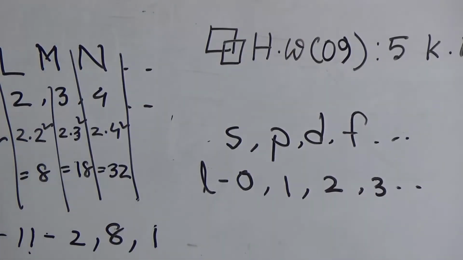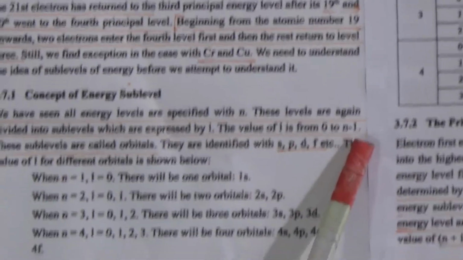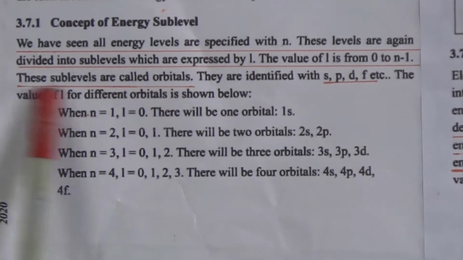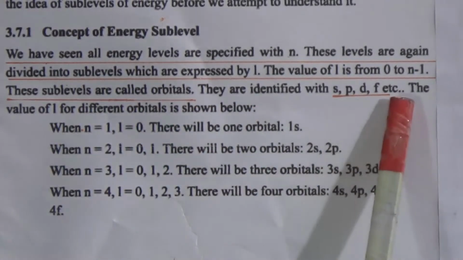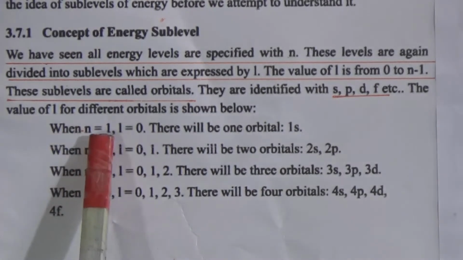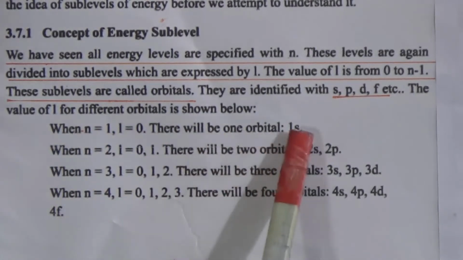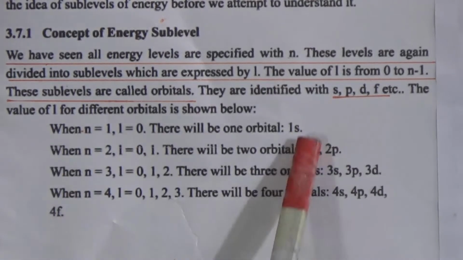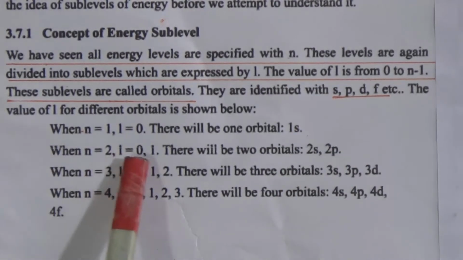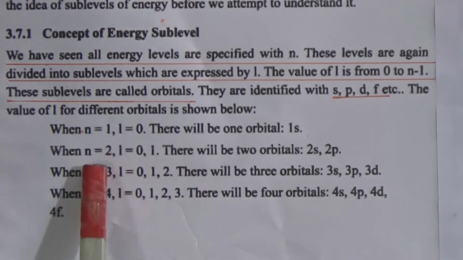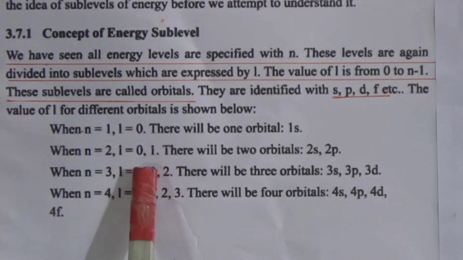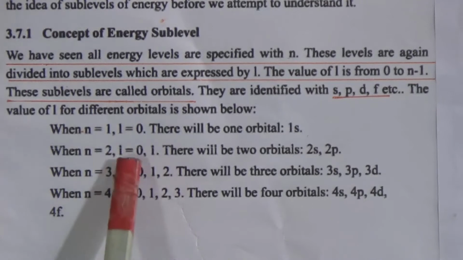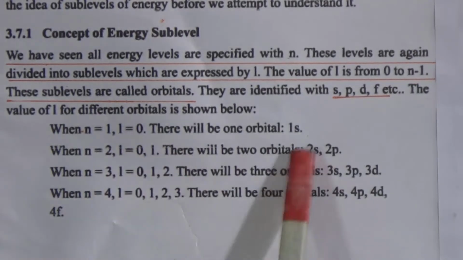Now come to the page again. The value of L is from 0 to n minus 1. These sub-levels are called orbitals. S, P, D, F. Here when N is equal to 1, L is equal to 0, that is one orbital, 1s. And when N is equal to 2, L is equal to 0 and 1. That means in principal energy level 2, the second principal energy level, there are 2 sub energy levels, that means 2 orbitals, 0 and 1, that means 2s and 2p.